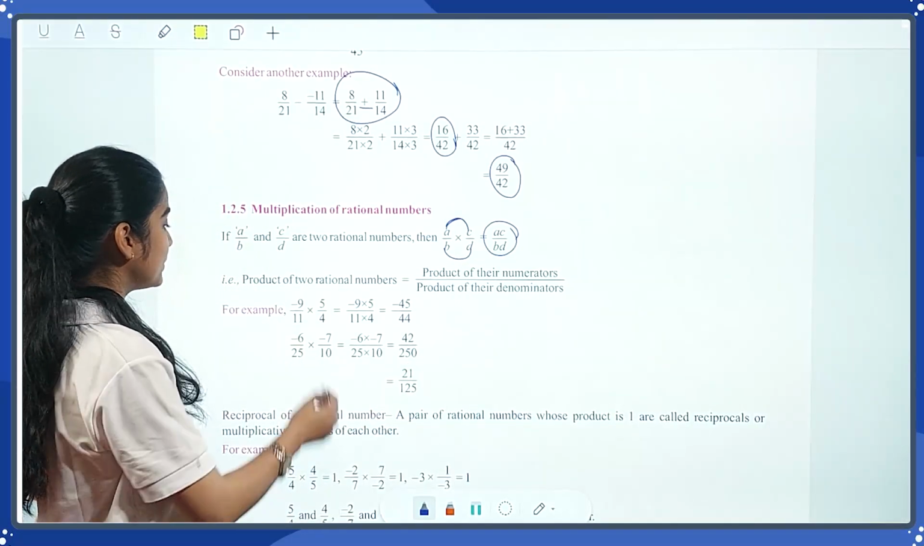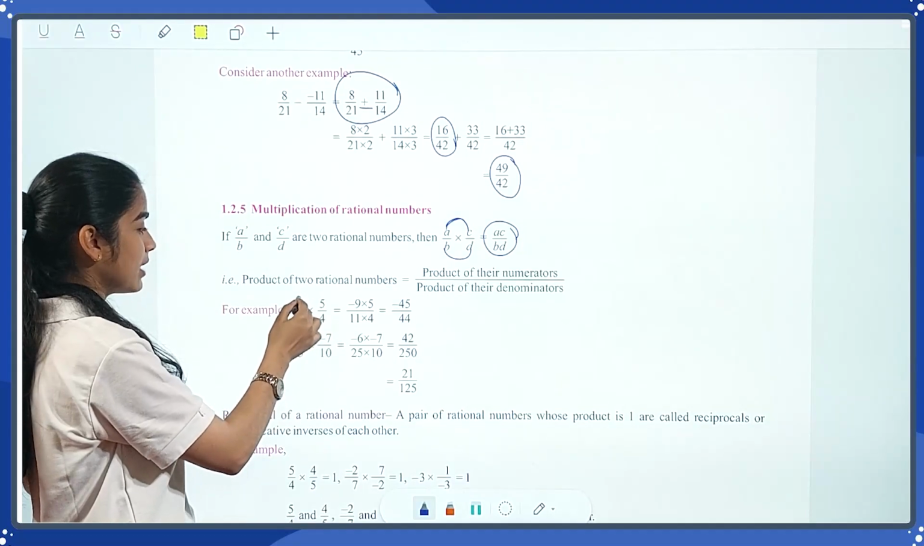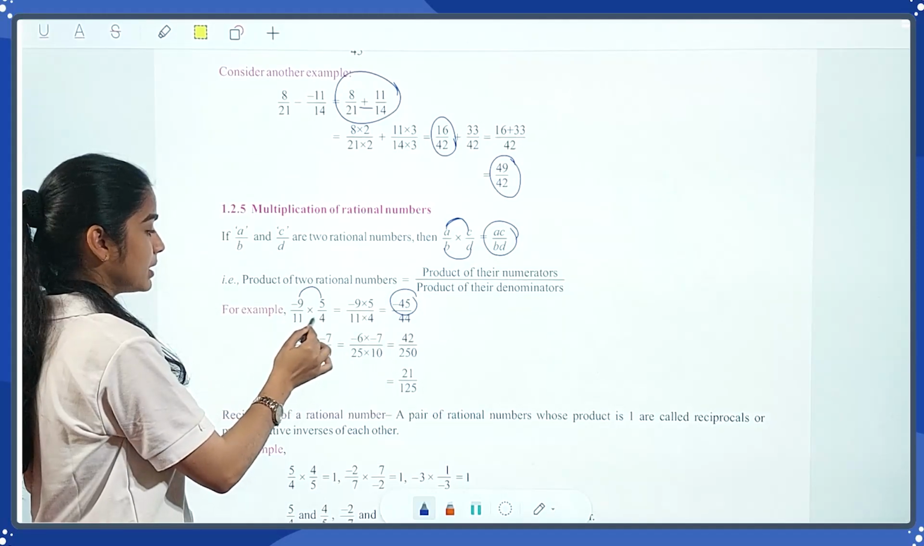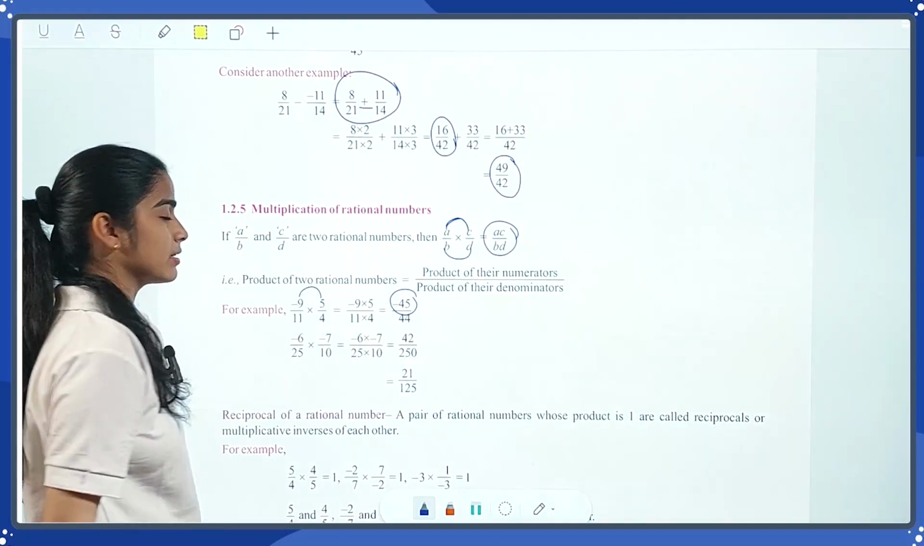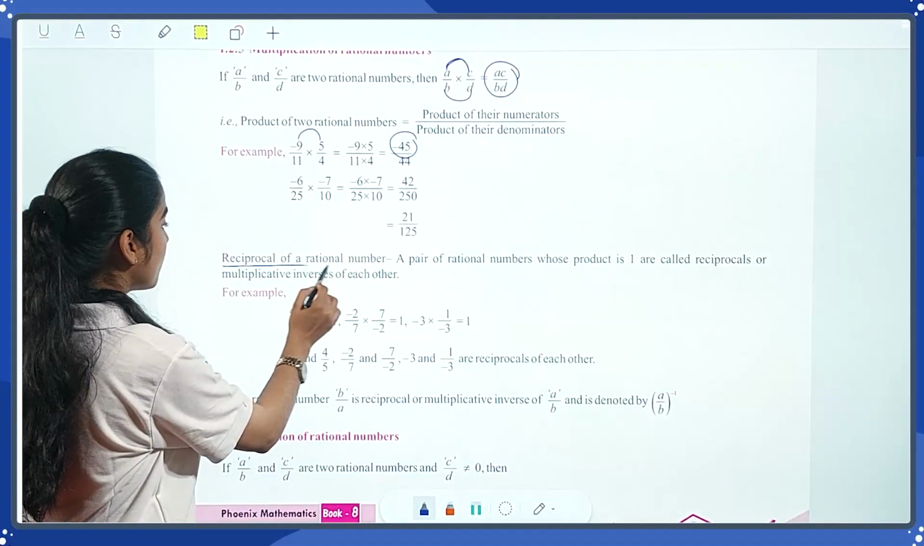So we have an example, minus 9 by 11 multiplied by 5 by 4. So 9 5s are 45. We have a minus sign, so we are applying it here. 11 multiplied by 4 is 44. So here is the answer. It's so simple, right?